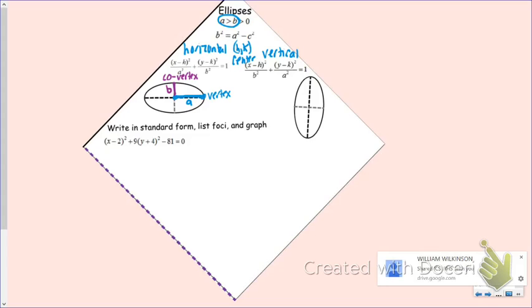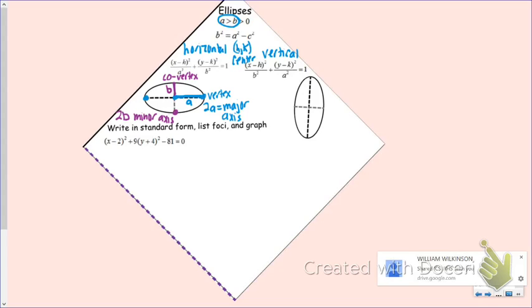And there's two of them. So you'd have another vertex over here and another co-vertex over here. Now the distance all the way from one vertex to another, so 2a basically, that value, 2a would be the major axis. Okay, the length of the major axis, because it's the longer one. 2b would be the length of the minor axis. All right, 2b would be the length of the minor axis.